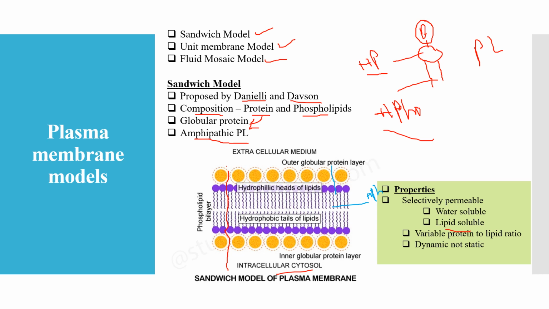So the first property was not explained properly, and the next is variable protein to lipid ratio. In the sandwich model, Danielli and Davson did not explain the variability in the protein and lipid ratio. And if they did not explain the variable protein to lipid ratio, it means they did not explain whether the plasma membrane is dynamic or static. Because of that, the sandwich model was not accepted, and it is not an acceptable model for the plasma membrane.